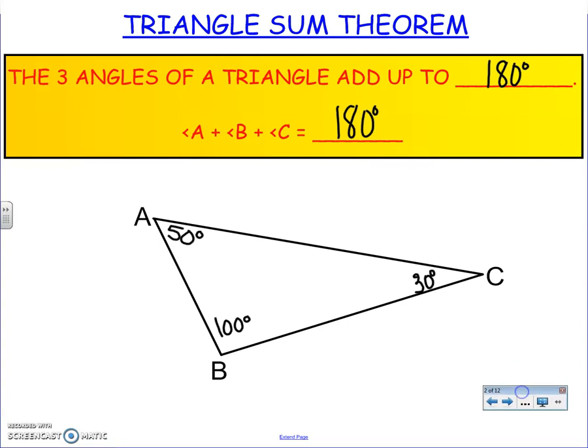The first one is called the triangle sum theorem. The three angles of a triangle add up to 180 degrees. So it's angle A plus angle B plus angle C is 180, or you can say the first angle plus the second angle plus the third angle equals 180 degrees.